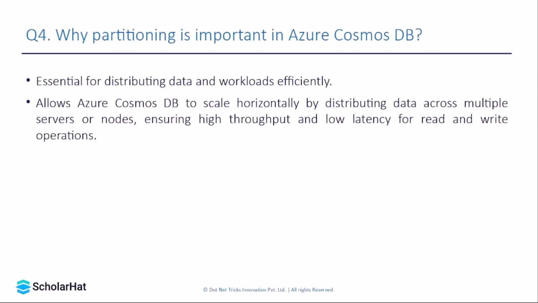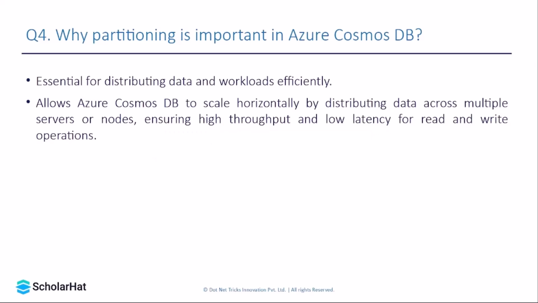So, as the advantage of partitioning, we can say that whenever we do some kind of data partitioning in Azure Cosmos DB, the first and foremost advantage is that we distribute the different workloads efficiently, and the second advantage is that we allow Cosmos DB to scale horizontally by distributing data across multiple servers and nodes. And by doing this, we enable high throughput and low latency.